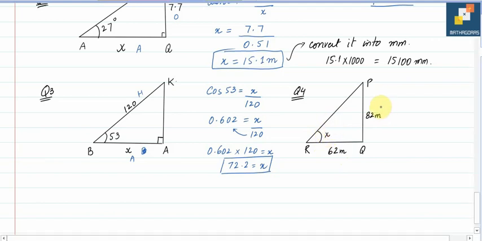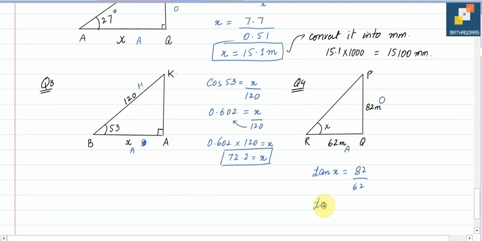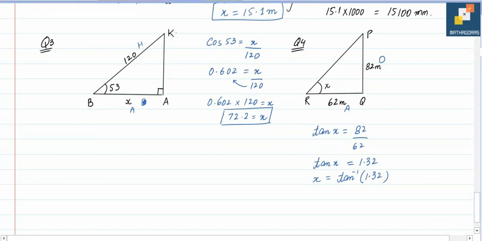Which two sides are known? It's opposite and adjacent. So opposite and adjacent comes in tan. So you need to apply tan x is equal to opposite divided by adjacent, right? Now when you divide 82 with 62, it's 1.32. So tan x is equal to 1.32. Now you need to find the angle, that means here we need to apply tan inverse, right? So tan inverse of 1.32 is 52.9. So the angle is 52.9 degrees, and that is your answer.